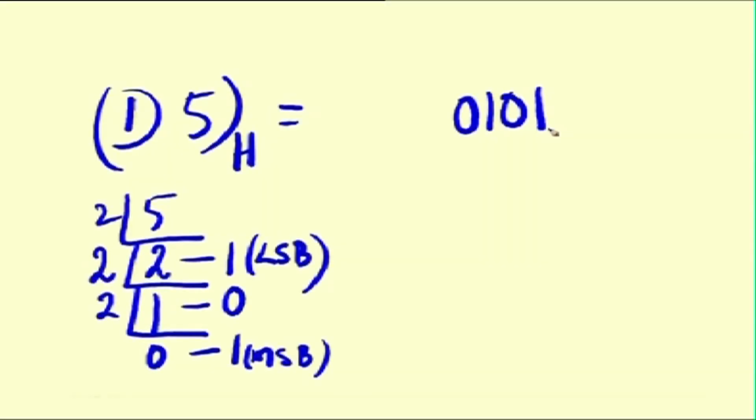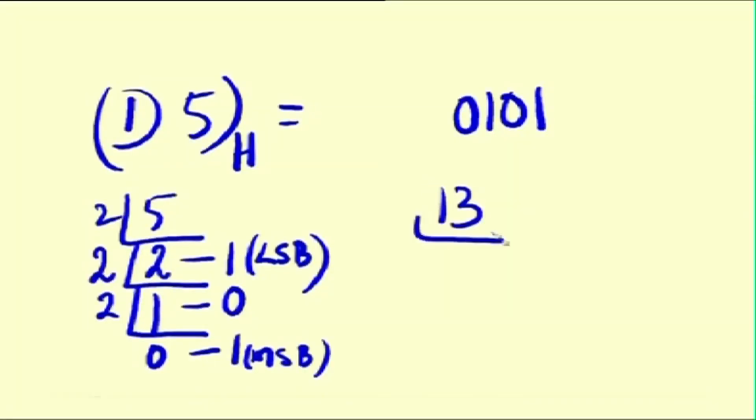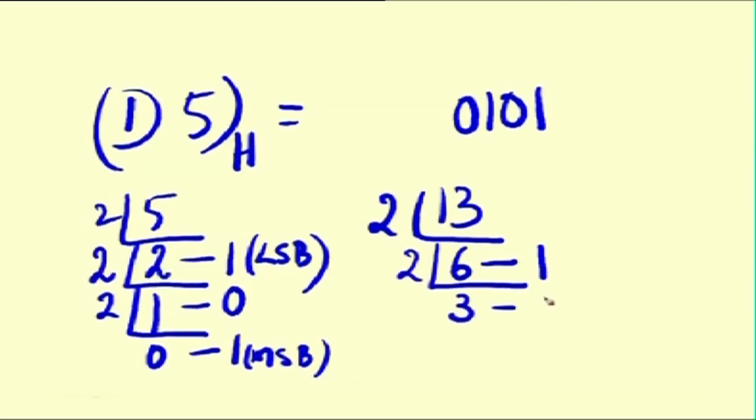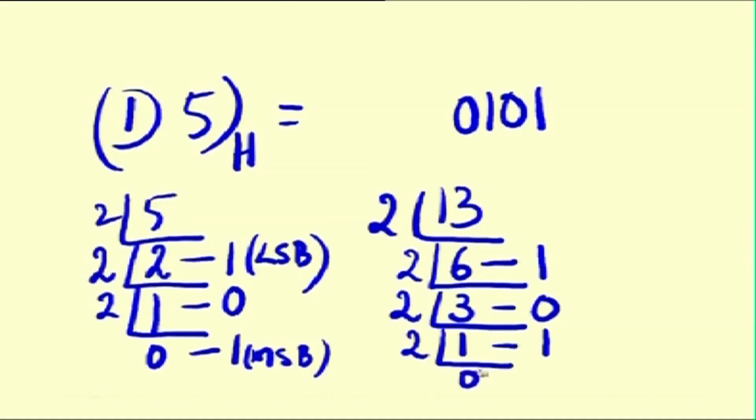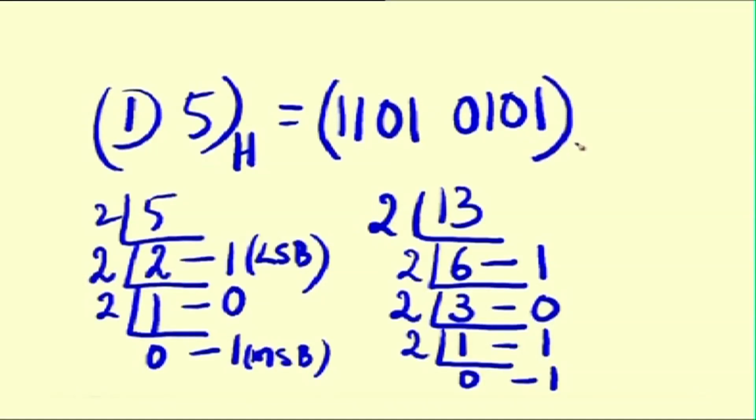Same way, let us take D now. What is D? D is nothing but A is 10, B is 11, C is 12 and D is 13. So, convert 13 to its binary equivalent. What do you get? You get 6 and remainder is 1. Again, divide the 6 by 2, you will get 3 and remainder is 0. You divide this by 2, you get 1 and a 1. Again, divide by 2, you will get 0 and a 1. So, your 13 is nothing but 1101. So, can you see this? This is the binary equivalent of this number.